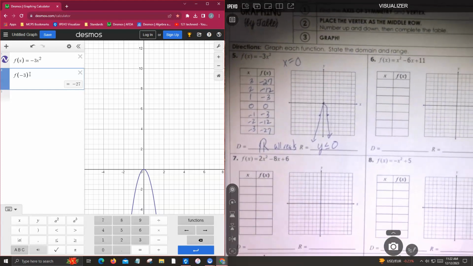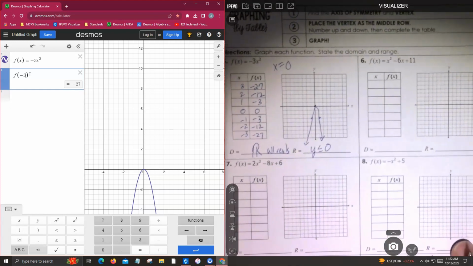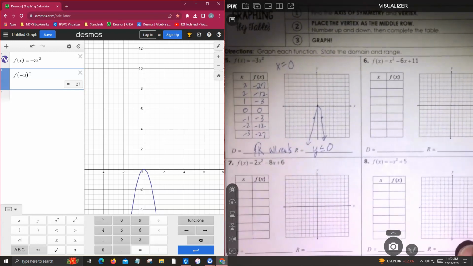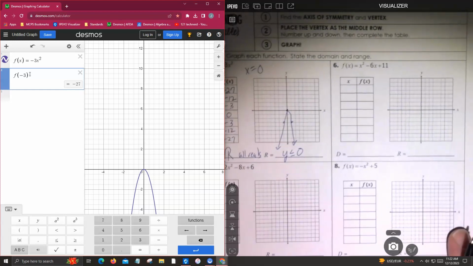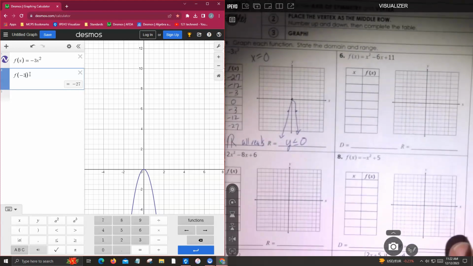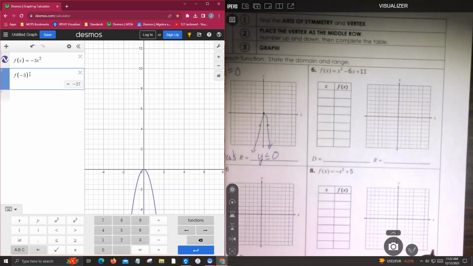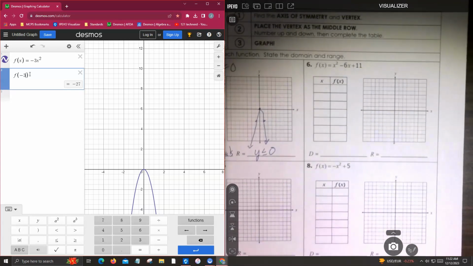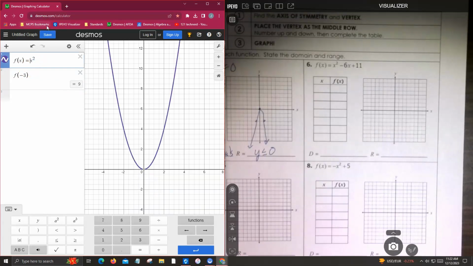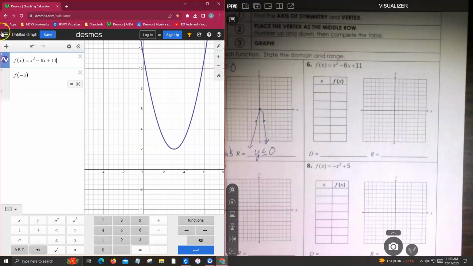All right. So we go through this process, and I'm going to try putting the table in Desmos on the next example and see if that actually speeds up the process. Let's punch in the next one. Let's see if we can do a table. I'm going to try that. All right, so x squared minus 6x plus 11.